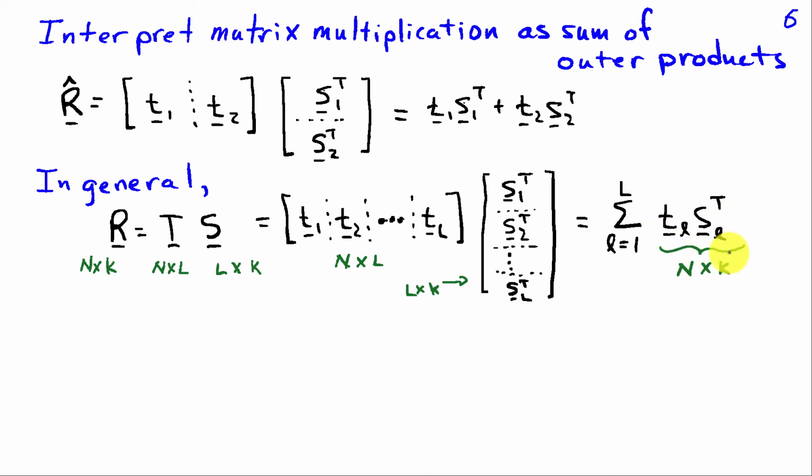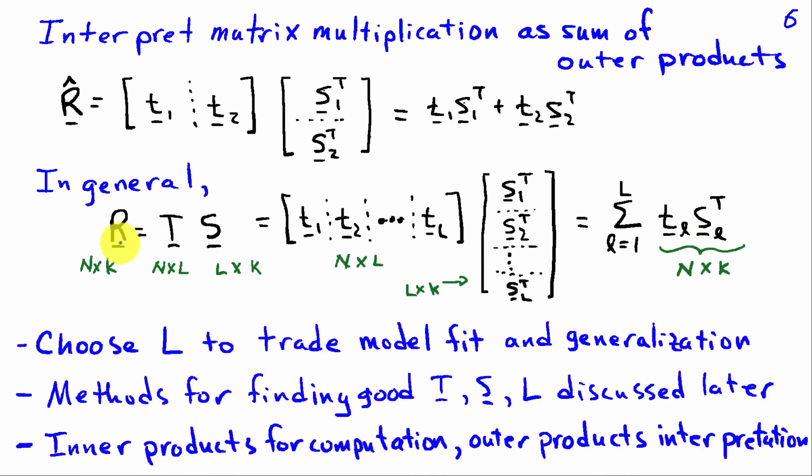So each of these matrices in this sum is an outer product and becomes an n by k matrix. T sub l is n by 1, S sub l transpose is 1 by k, so when I multiply an n by 1 times a 1 by k, I get an n by k matrix. So we can talk about representing an arbitrary matrix R as a combination of L of these simple factors, or outer products.